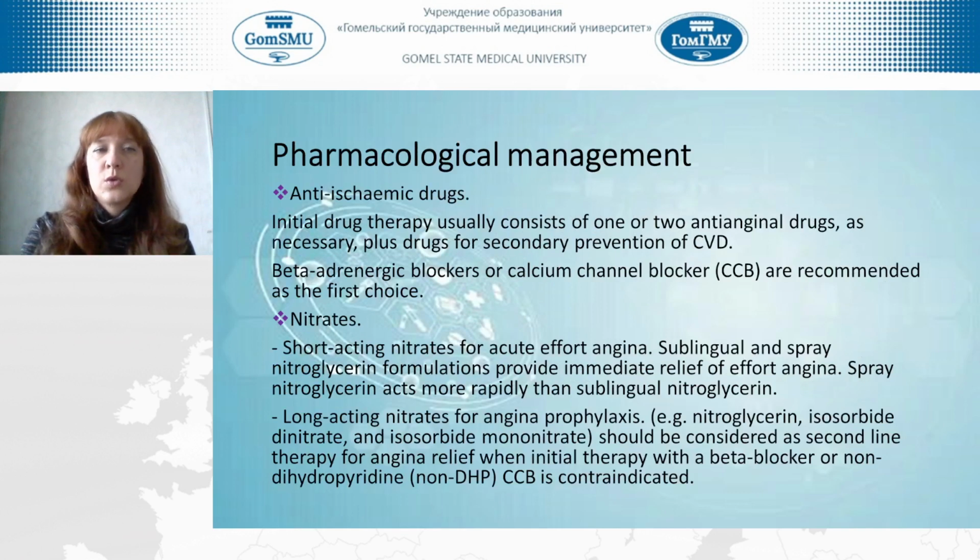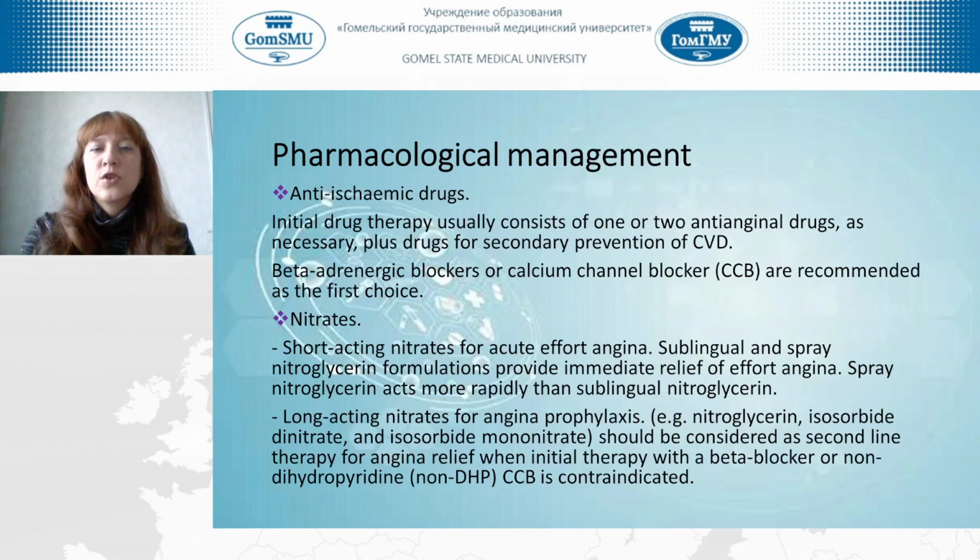Pharmacological management includes anti-anginal drugs. Initial drug therapy usually consists of one or two anti-anginal drugs plus drugs for secondary prevention of cardiovascular disease. Beta blockers or calcium channel blockers are recommended as a first choice. Nitrates. Short-acting nitrates for acute angina, sublingual or spray nitroglycerin formulation, provide immediate relief of angina. Spray nitroglycerin acts more rapidly than sublingual nitroglycerin.